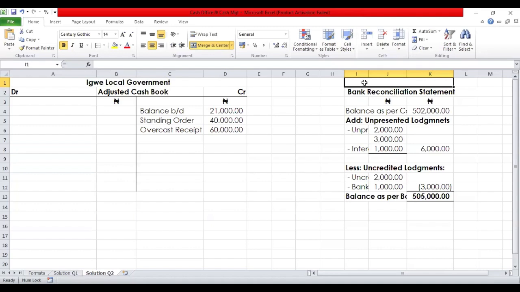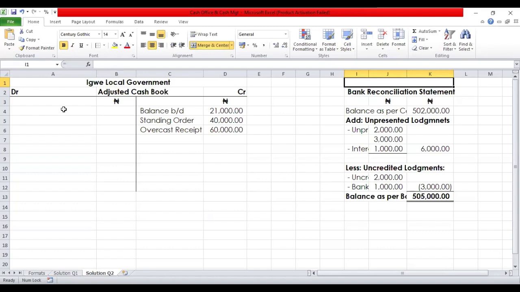Will this error affect the cash book? It will not affect the cash book. So that should be error of principle, sir. Error of principle: wrong classification. It was supposed to go to this deposit account, but they mistakenly put it in the current account. Wrong classification. Error of principle.